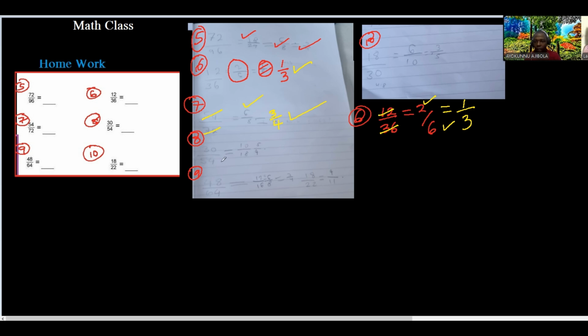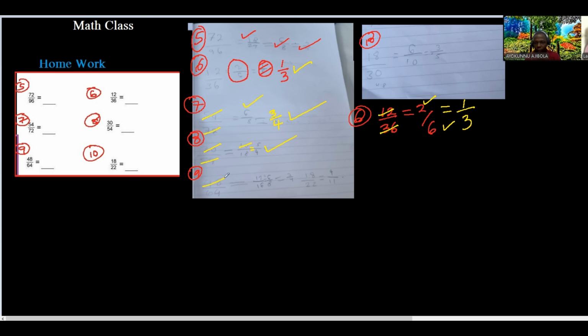Okay. Then the next one, I have 30 over 54. If I divide by 3, I have 10. I divide by 3, I have 18. If I divide by 2, I have 5. And I divide by 2, I have 9. That's correct.